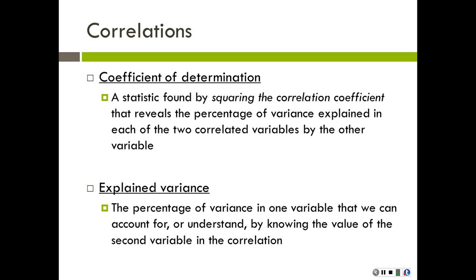And if we just square this value, we get a value that tells us about explained variance, or the percent of the variance in one variable that we can explain by knowing the value of the second variable in the correlation. So let me say it like this. Simply put, if we know that 2 variables are related and we have a measure of how much variation in one score is related to variation in another score, like if we have a correlation, we know how related they are, we can use that information to predict or explain the scores in the other variable.